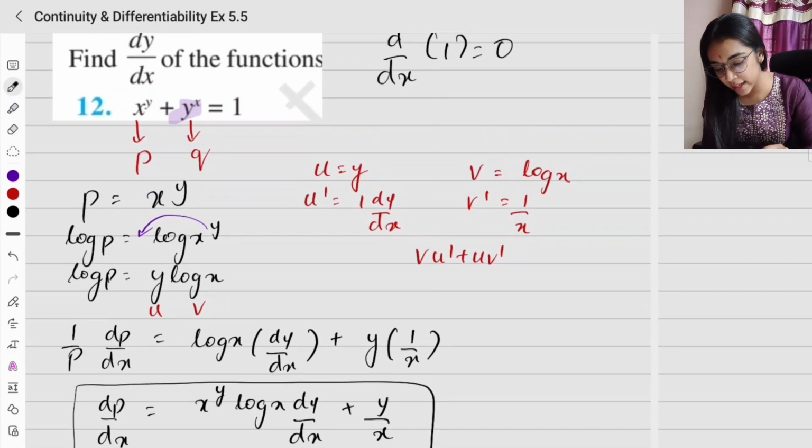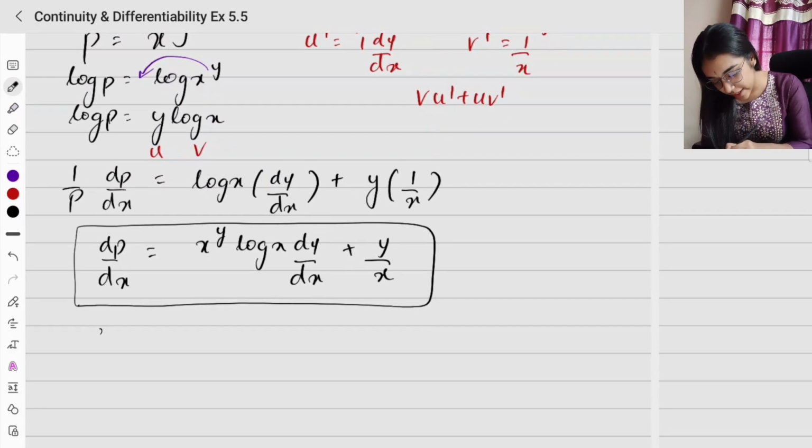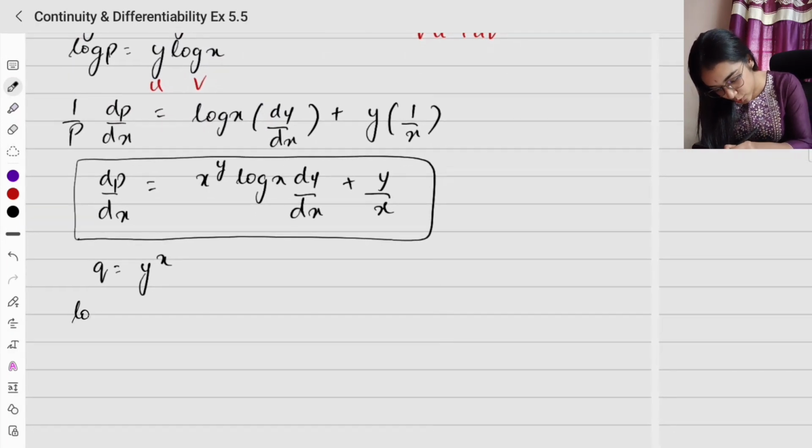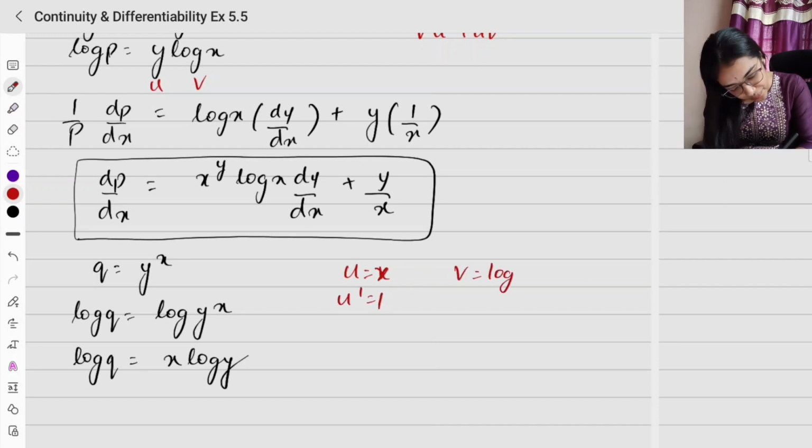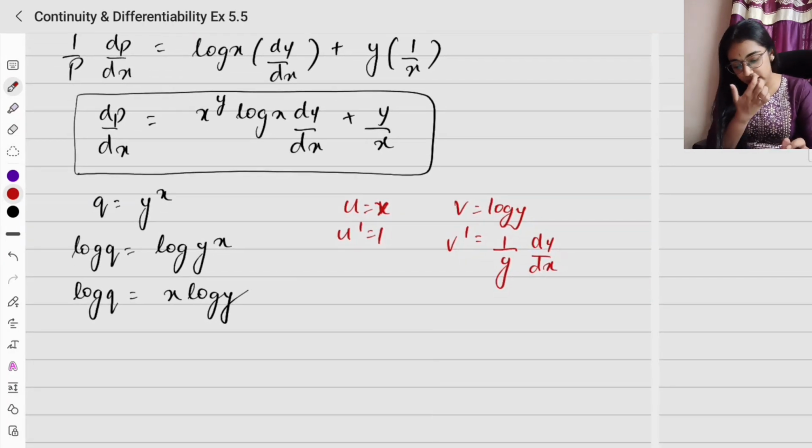Now what is q? q is y power x. So I have q equals y to the x. Now taking log on both sides, log q equals log of y to the x. Log q equals, the power comes down, x times log y. Again the same step: u equals x, u dash is equal to 1. v equals log y, v dash is equal to 1 by y times dy divided by dx. We should not forget this. So I have a dy by dx.